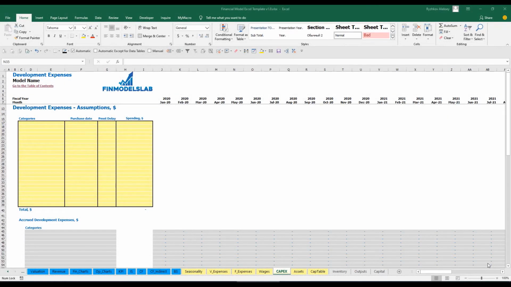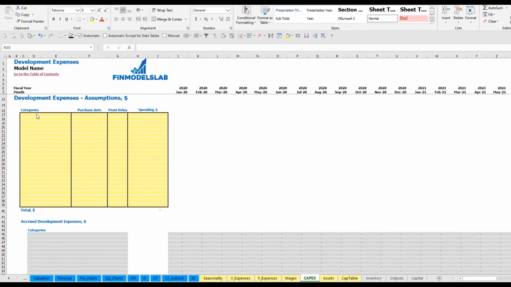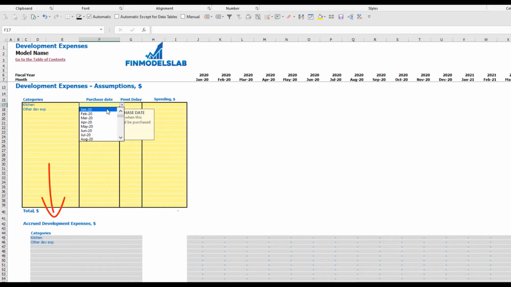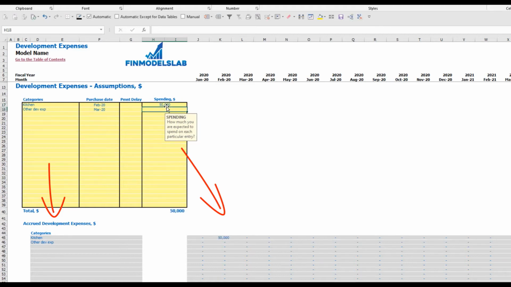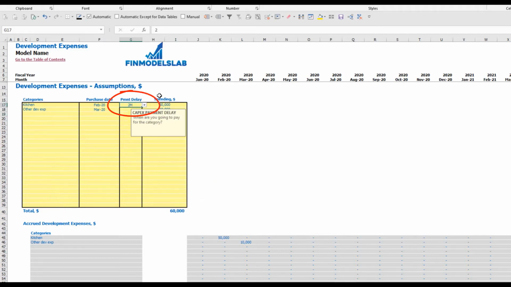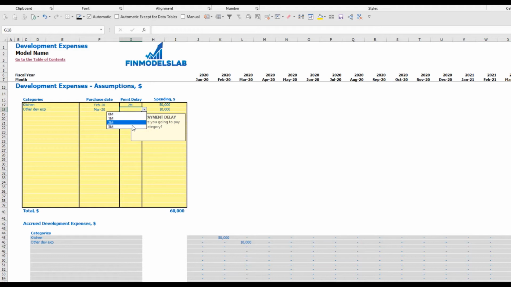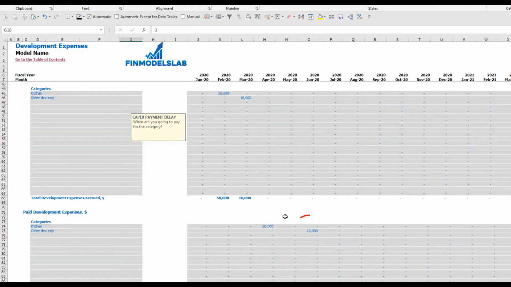You may input up to 20 development expenses categories. Let me give you a couple of real examples. For example, this will be kitchen and other development expenses. You can input purchase date for each category, for example, February and March. You can input spending, $50,000, $10,000, for example. You can also use the payment delay feature, which means that if you select for the kitchen 2 months, you will pay in April for the kitchen, and for example 3 months for other development expenses, which means that you will pay for it in June 20.